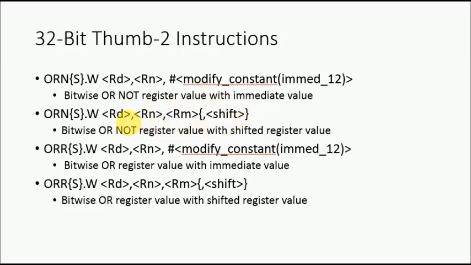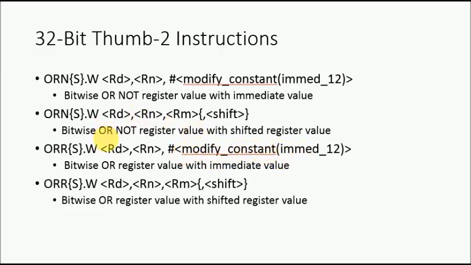ORR.W Rd, Rn, #modified constant (immediate 12-bit data). So here bitwise OR operation is possible. Bitwise OR operation is done between a register value and an immediate value. So the content of Rn is bitwise ORed with the constant immediate value, and the result will be stored into the Rd register.